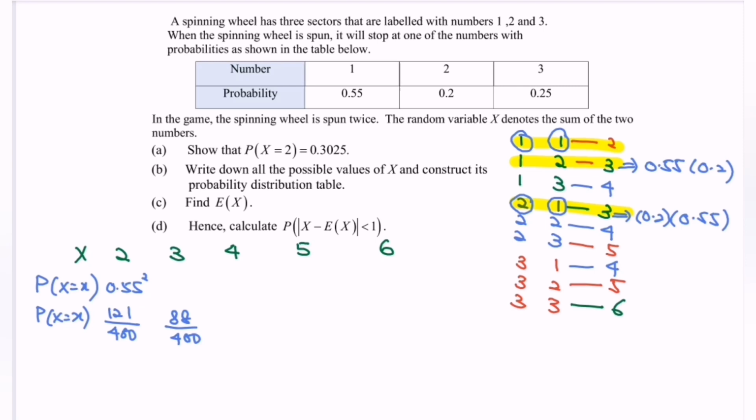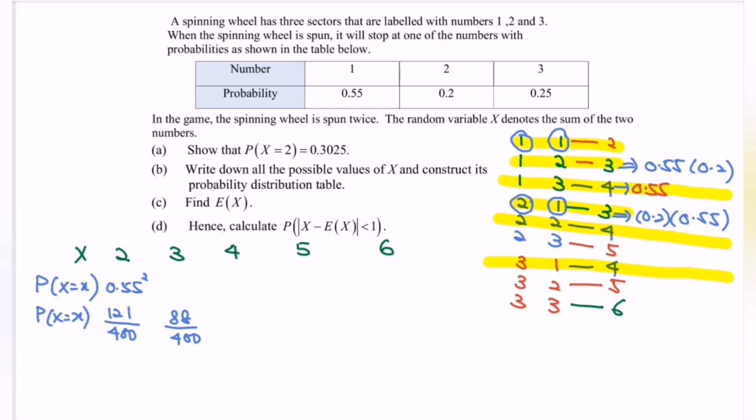Next, move on with the number 4. Notice that here we have number 4, here we have number 4, and here we have number 4. So we got 3 cases for number 4. For this case, we have 1, which equals 0.55.